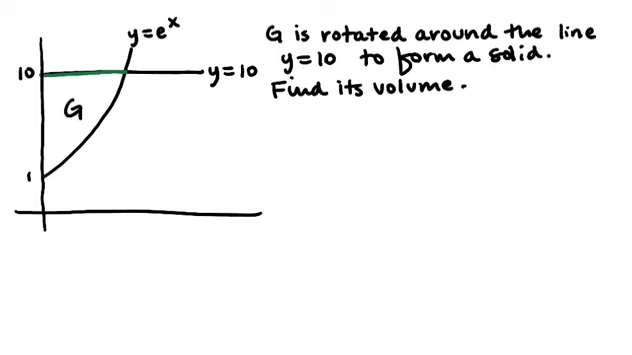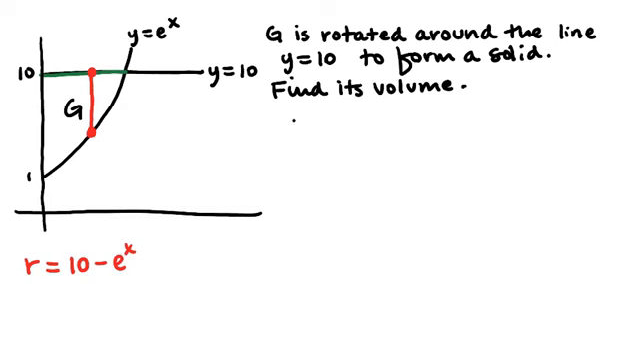Okay, so I'm going to use the disk technique. And so I'm going to need a radius. And again, you want to go top minus bottom. So in this case, the radius is going to be top, which is 10, minus the bottom, e to the x. Y equals 10 minus y equals e to the x. Okay, now we're going to find the volume.